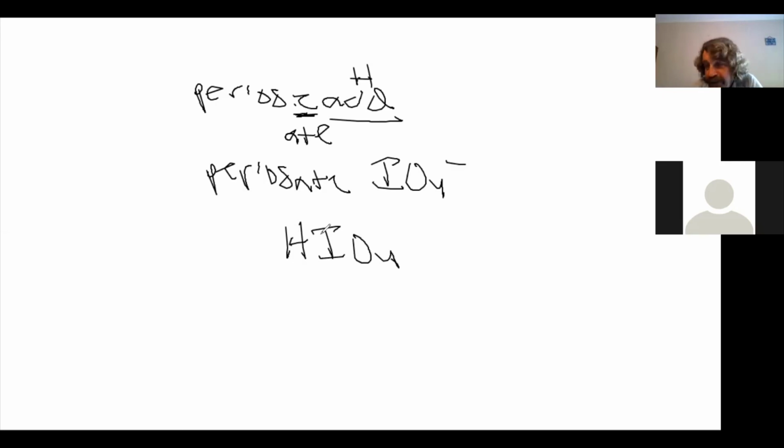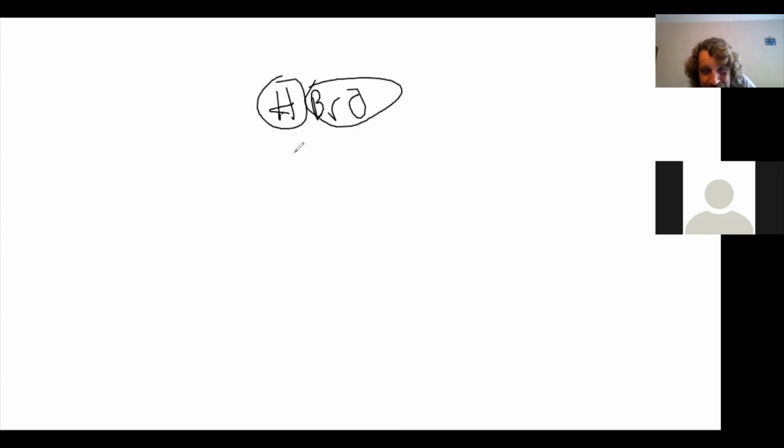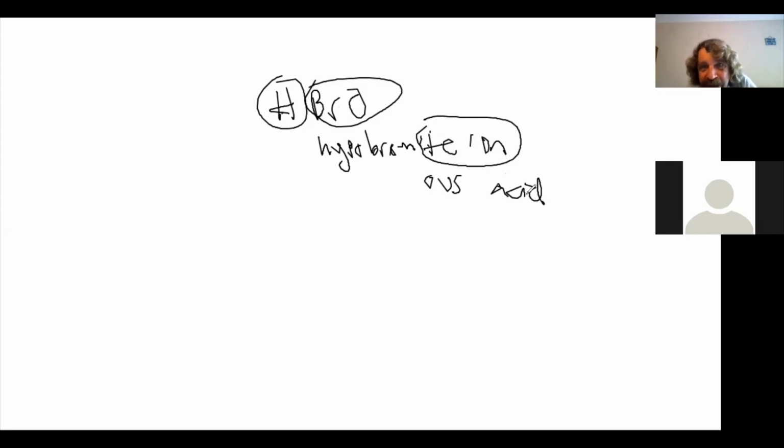Okay. Now, for the formulas to names, so HBrO. Again, this is an acid in this class, so this is not hydrogen hydrobromate. We're going to call this by its acid name. So keep that in mind. This one is hypobromite ion, which means we're going to change the ite to ous. We're going to add acid. So this one's going to be hypobromous acid.